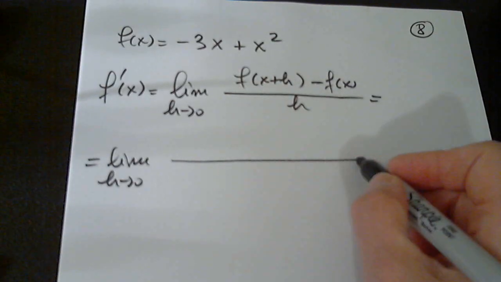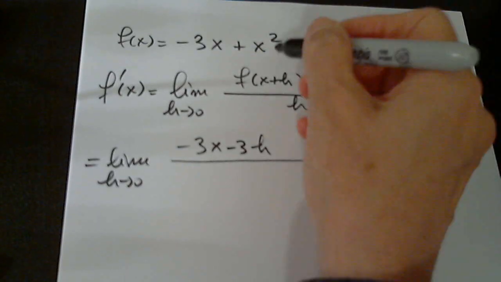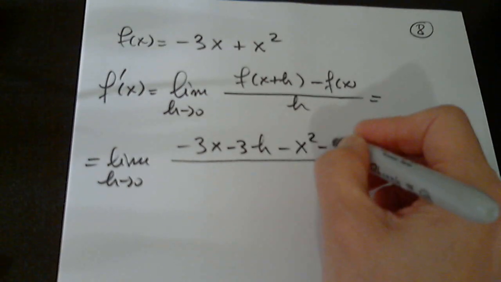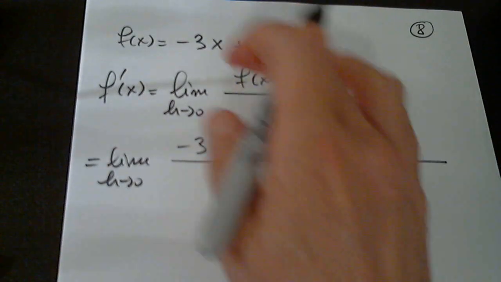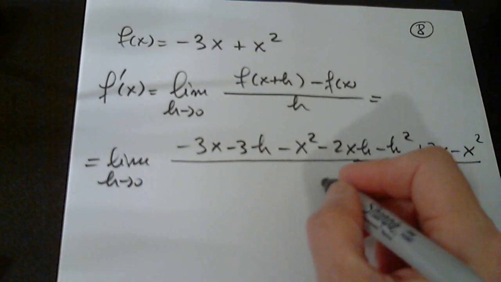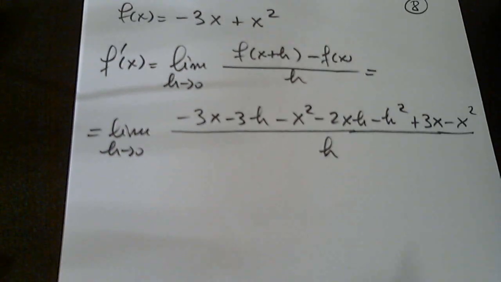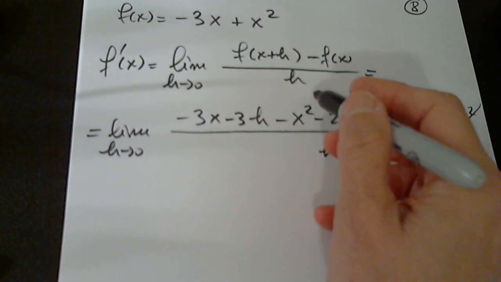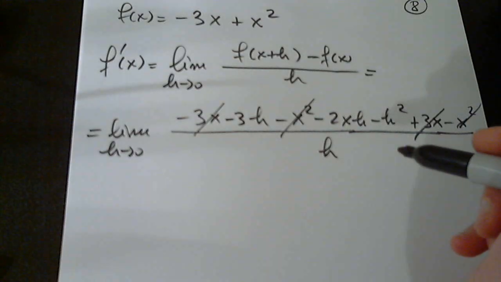Then you have to write this, -3x - 3h, minus x squared minus 2xh minus h squared, plus 3x and minus x squared, divided by h. You can make some other calculations on the side if you want, but we've already done this many times. Remember, all terms without h must go away. If some terms with h go away, it's even better.